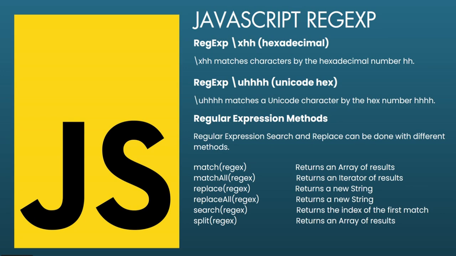Hexadecimal meta characters. The \xHH hexadecimal meta character matches characters by the hexadecimal number HH. So let's take a look at an example of how you can match this character by the hexadecimal number in a string. So let's dive in.